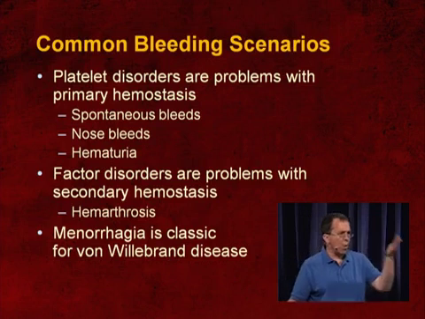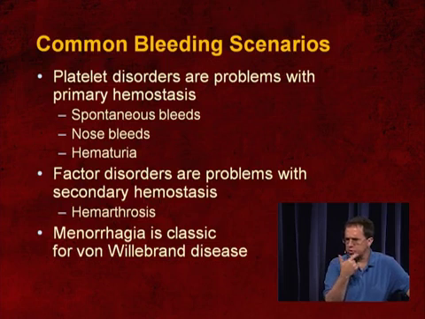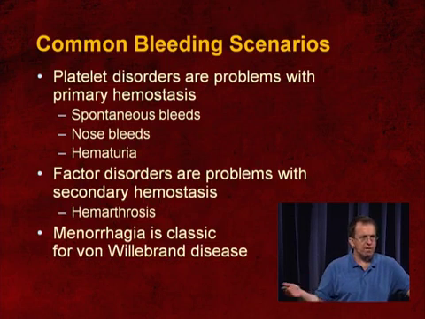Think about it. What do ITP patients show up with? Spontaneous mucosal bleeding sometimes, nosebleeds, maybe hematuria, because they have primary hemostasis issues. They don't got any platelets.